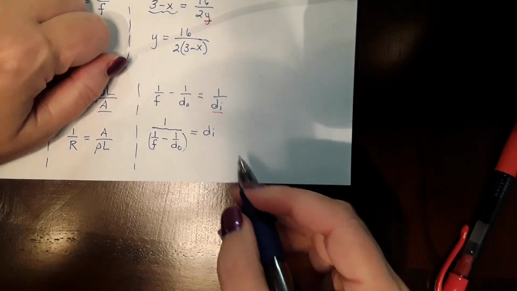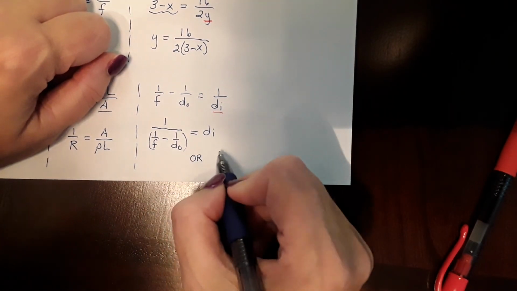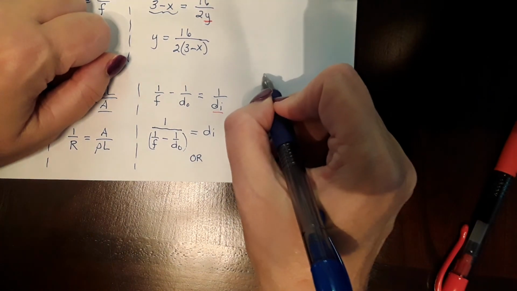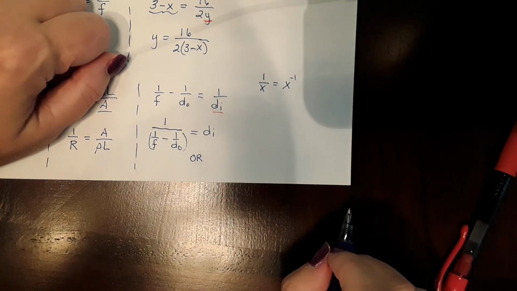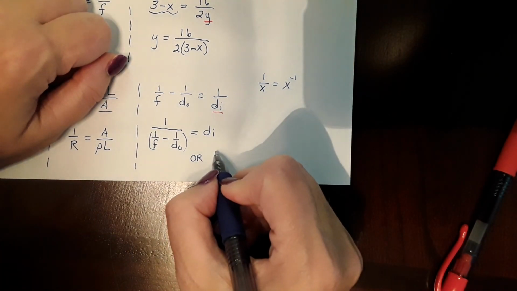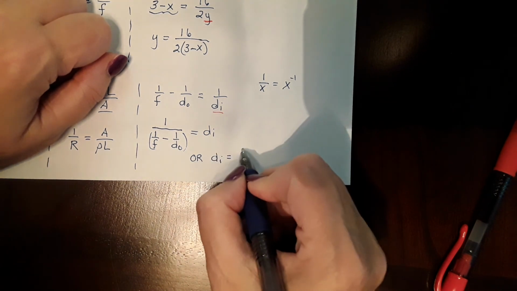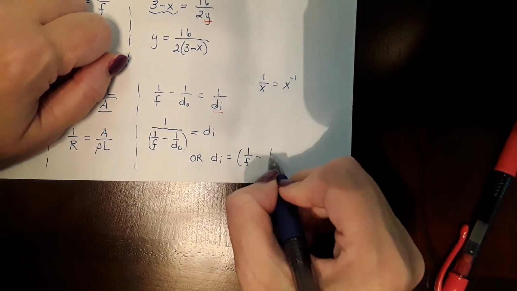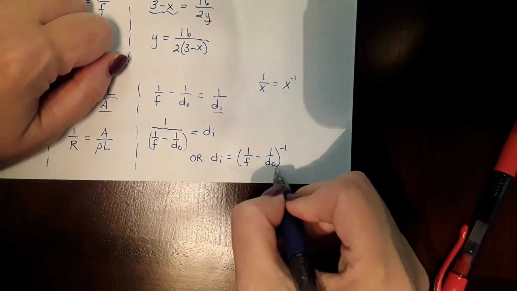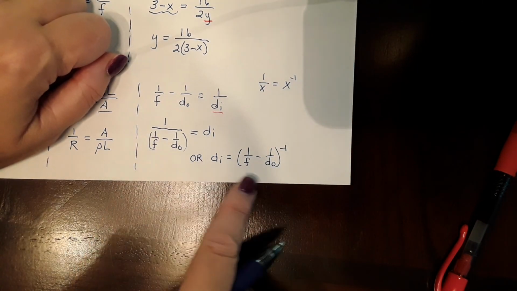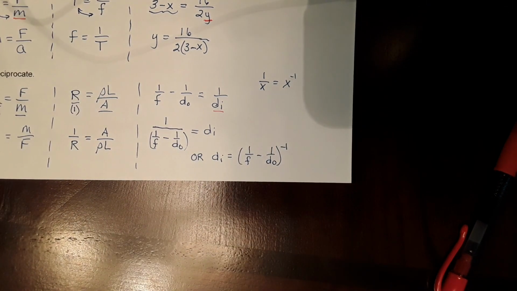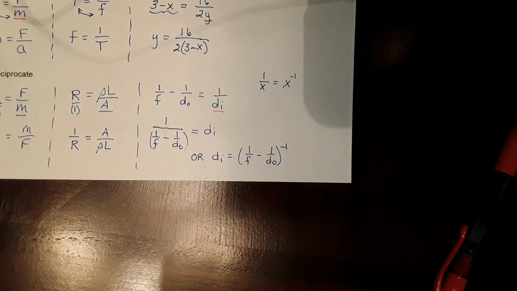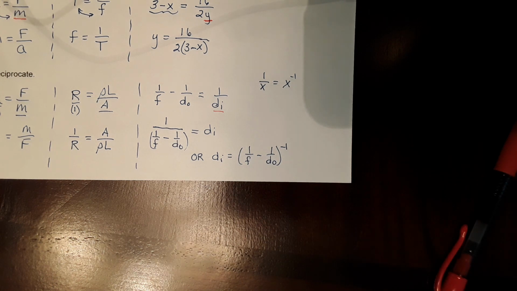Now, you can write this another way also. This is kind of interesting. If you remember from algebra, 1 over x is the same thing as x to the negative 1. That shows reciprocation. So you could also say that d sub i equals 1 over f minus 1 over d sub o, all to the negative 1, because that and that are the same thing, just like that. Okay? So there's some nice algebraic tricks that you can use to help you with solving for unknown variables in a formula.